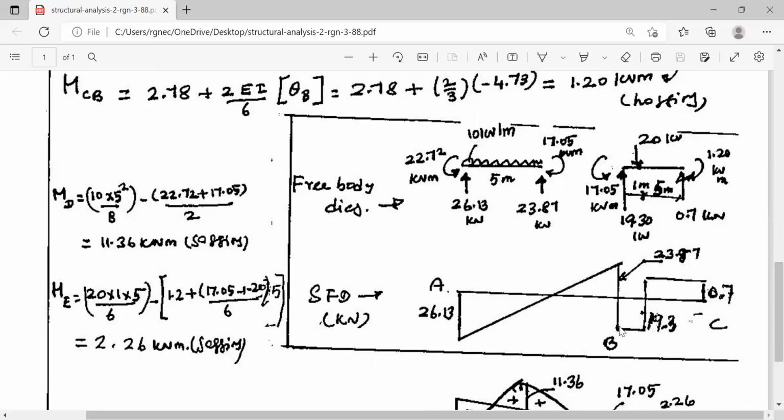And then between B and this loading point there is no load, therefore you make it horizontal. If you calculate the shear force at this point, it will be 23.87 just before B. But after B, if you calculate, the reaction will be 19.3 kilonewton. This is left upward and this is right upward and this is left upward. So it is positive and this is negative. And then you have this 0.7 here.